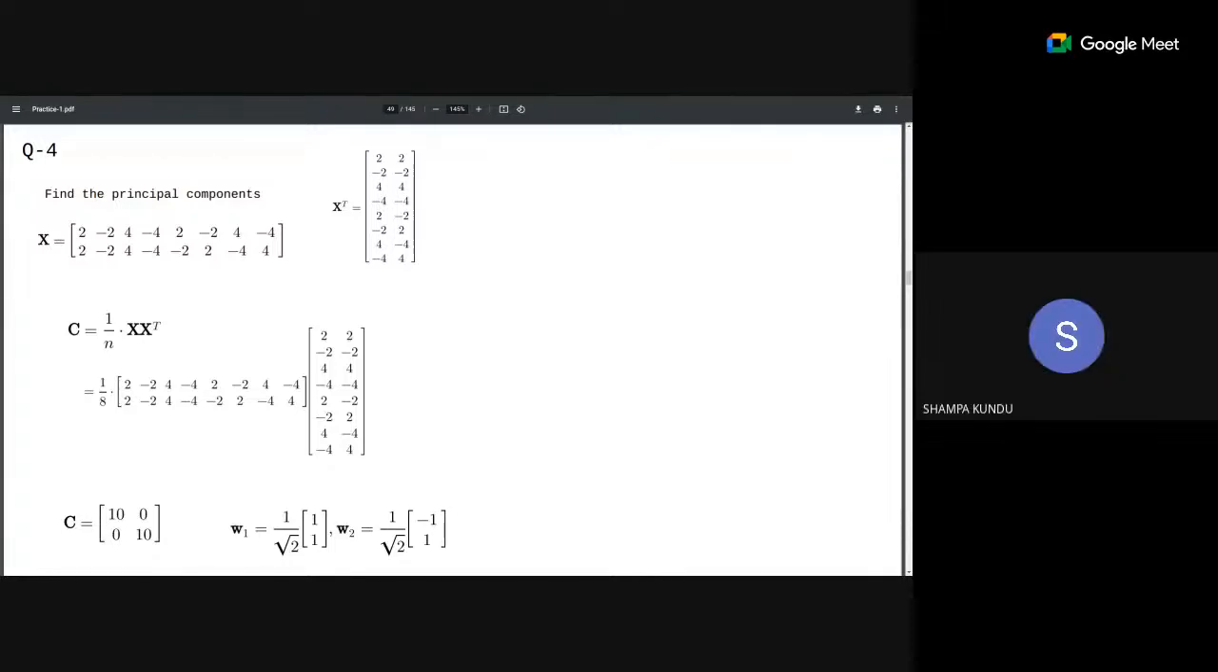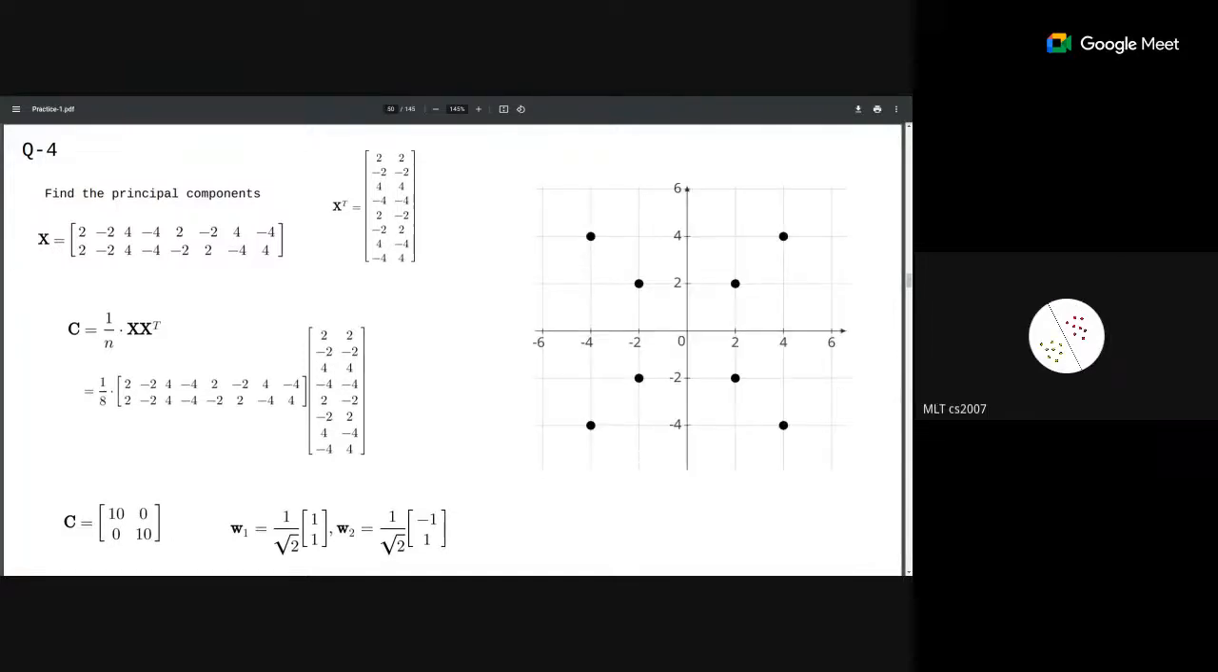How do you calculate this? Okay, good question. So we'll plot these. They can be principal components. Okay, so this is the plot: (2, 2), (-2, -2), (4, 4), (-4, -4). I've just plotted these points. Now, how will these two principal components look if I plot them on this graph?